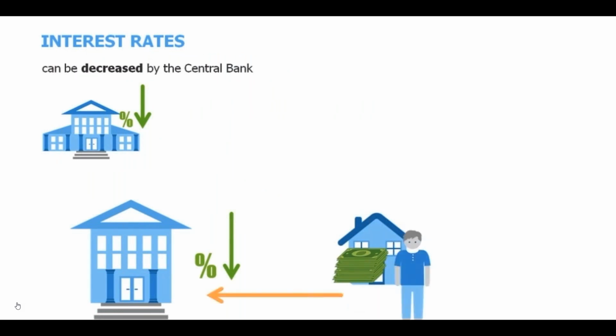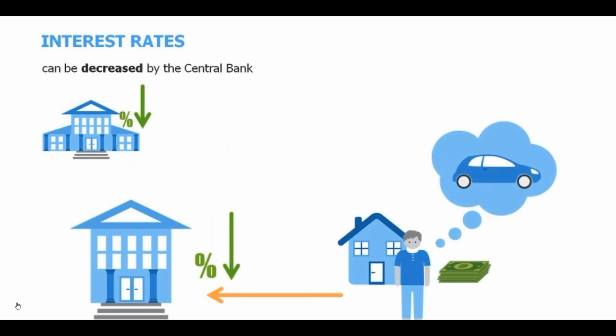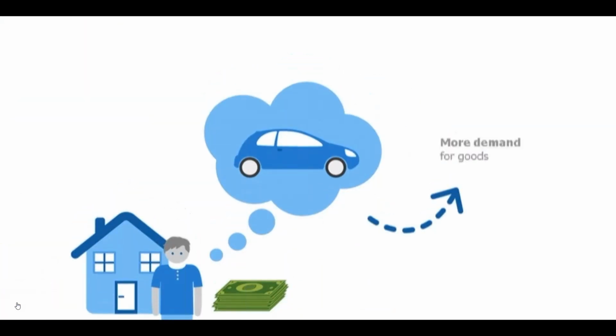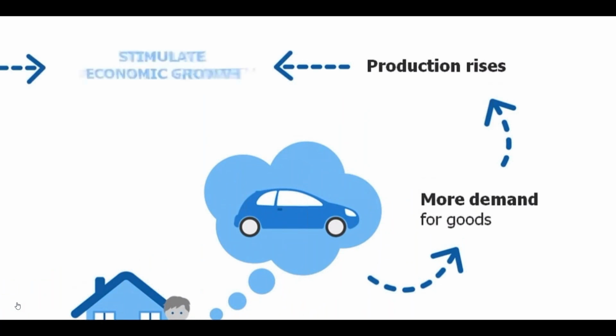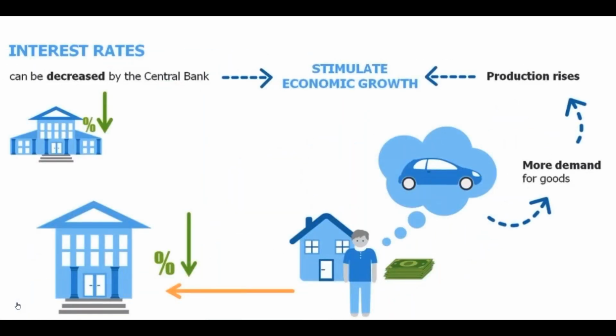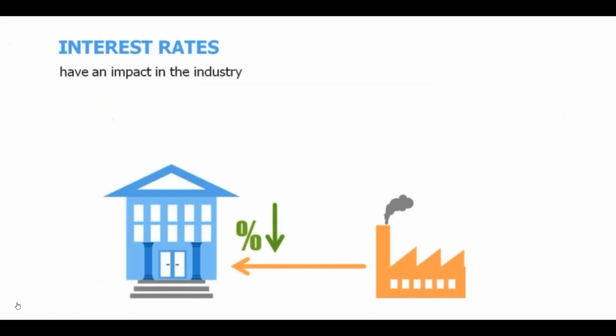However, when the economy is not doing well, lowering interest rates can stimulate the economy. Now, when the interest rates are lower, a homeowner spends less on his mortgage and therefore has more money to buy other goods and services like cars. These goods need to be produced, so by lowering rates, the central bank promotes growth.